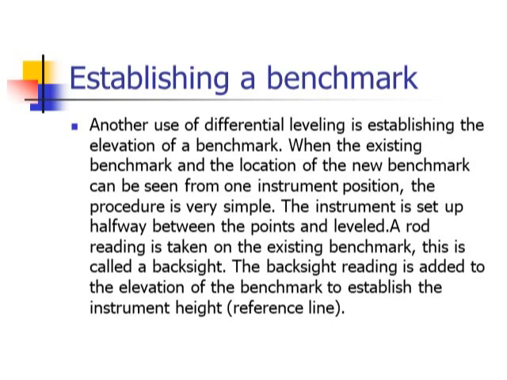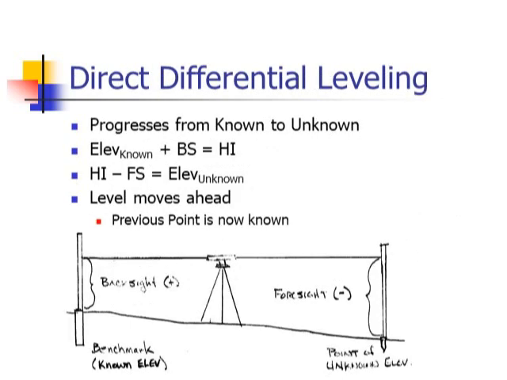The backsight reading is added to the elevation of the benchmark to establish the instrument height. This is direct differential leveling. It progresses from known to unknown. Known elevation plus backsight is equal to height of instrument. Height of instrument minus foresight is equal to elevation of the unknown point.